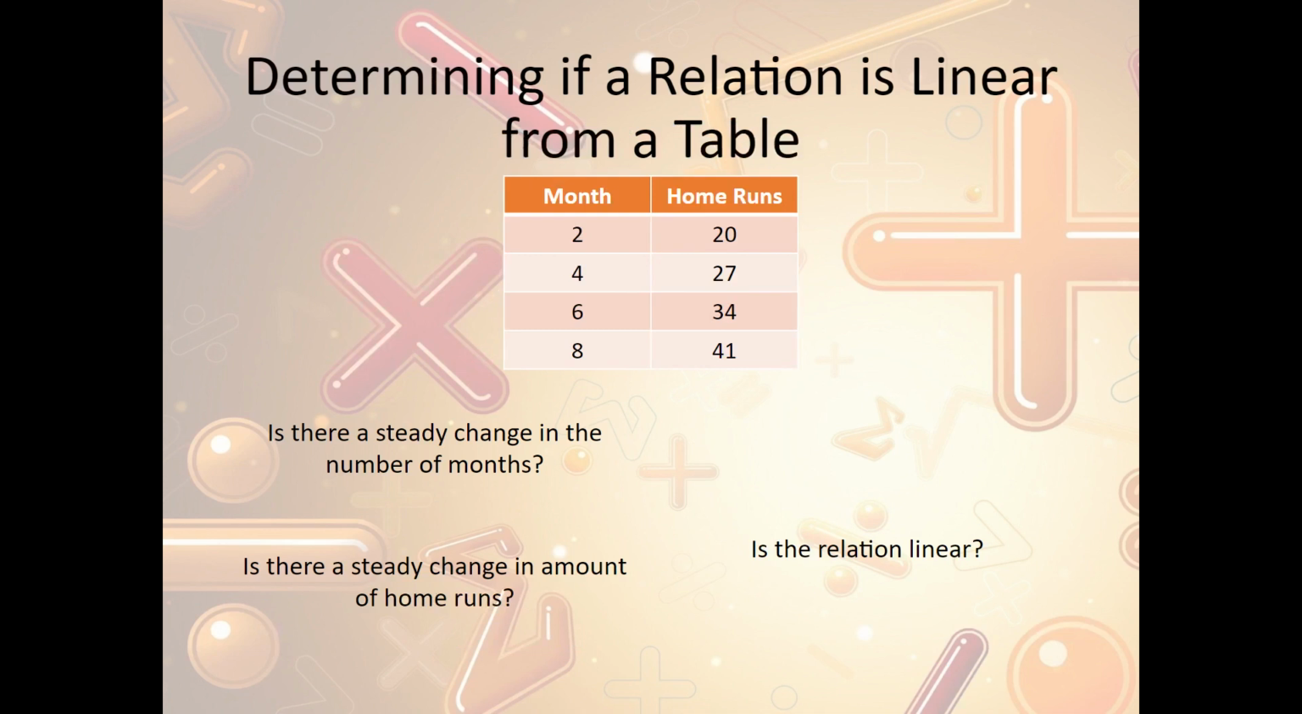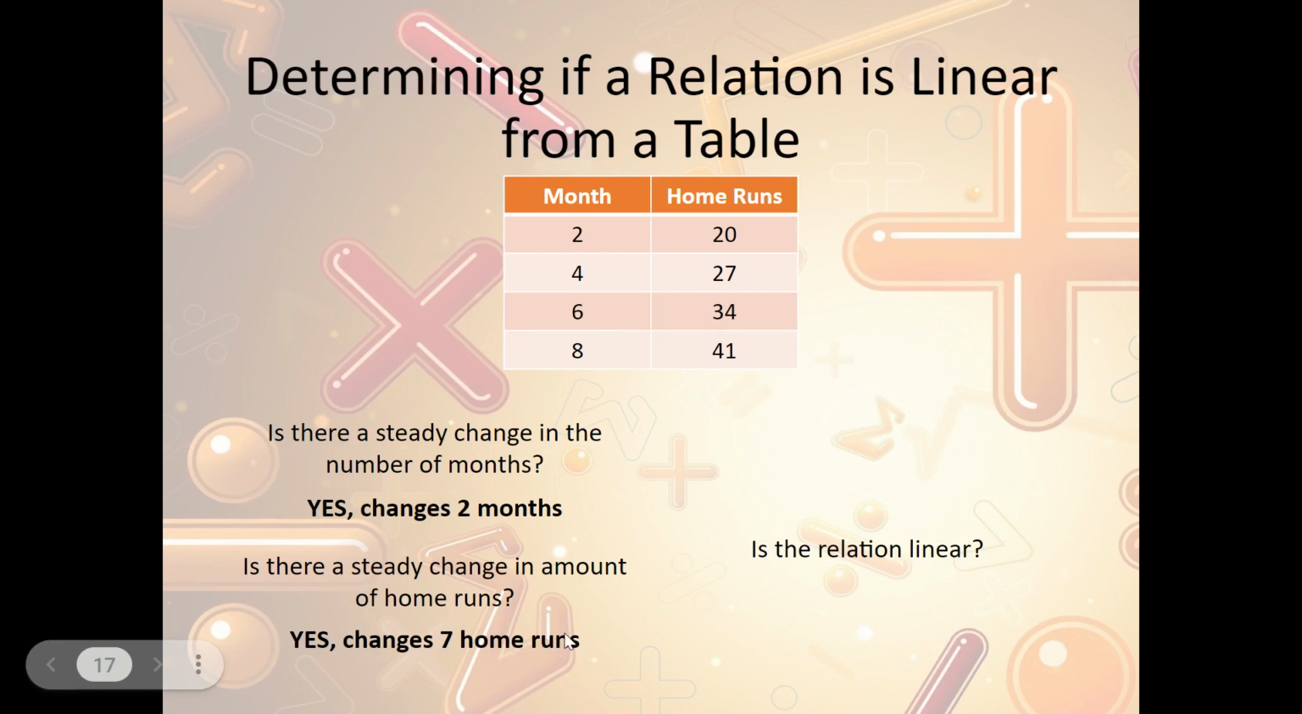Let's look at another example. So we have our months here, and we can see that they are adding by 2 each time. So therefore, yes, there is a consistent change. In this case, we're adding by 7 and then 7 again and 7 again. So yes, there is a steady change and it changes by 7 home runs. So therefore, is this linear? Well, we have a consistent change of addition and we have a consistent change of addition here. So therefore, this is linear.